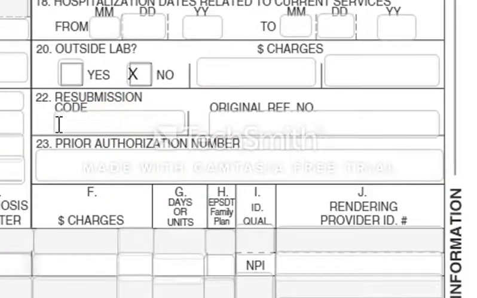Block 22 is if we're going to need a resubmission. If we do, we need to put the resubmission code in the left-hand side of Block 22 and put the original reference number for that original claim in the right-hand side. Block 23 was a prior authorization number. With CHAMPVA, there is a large amount of required prior authorization numbers.